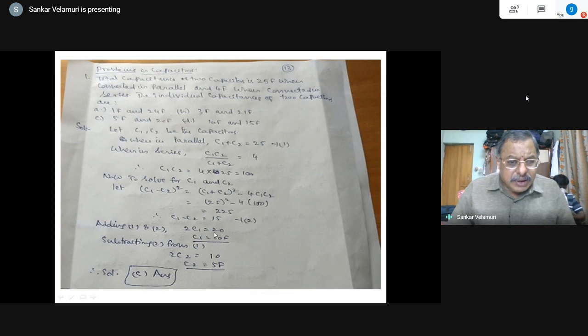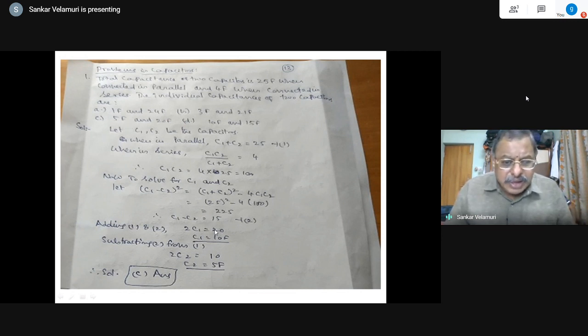Here I have written wrongly. Sorry, 2C1 is 40, 25 plus 15. That is where, while writing, I might have made a small mistake. So 25 plus 15 is 40, 2C1 is 40, so C1 is 20. When you subtract, 25 minus 15 is 10, so C2 is 5 farads. Sorry for the inconvenience. So C is the right answer, 5 farads and 20 farads.